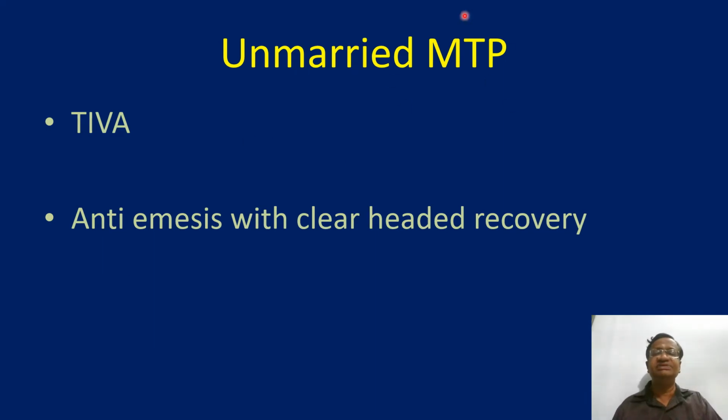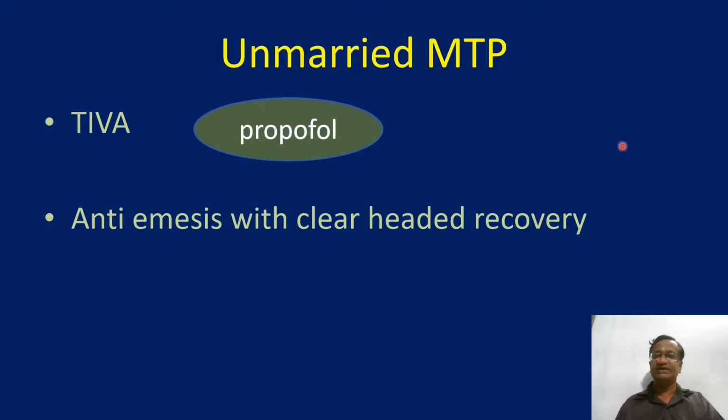An unmarried MTP, this is common in clinical practice. TIVA, total intravenous anesthesia. We want anti-emesis because these patients are pregnant, early pregnancy, and vomiting will be there. We want an anti-emetic. We want a clear-headed recovery because the patient may go out in 6 hours. So we want propofol in this case.